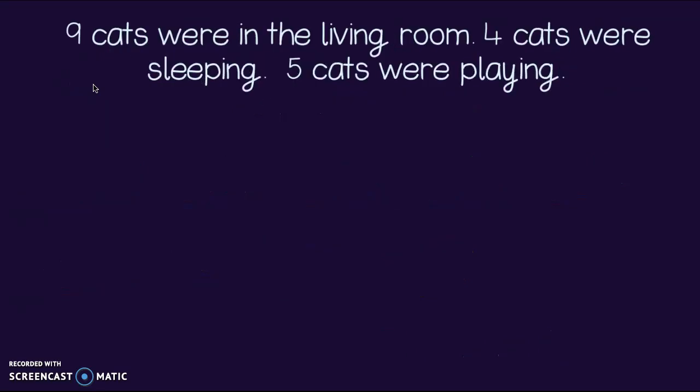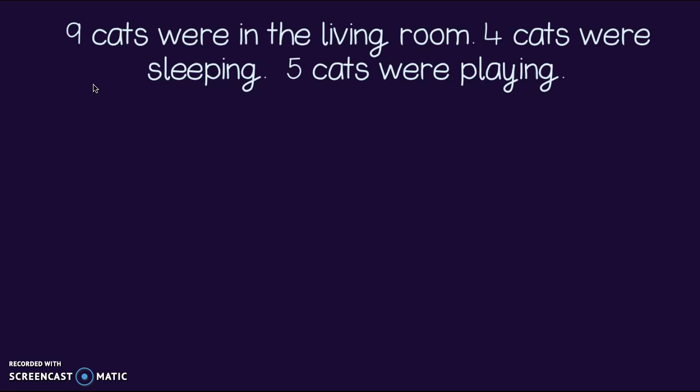All right, so it says 9 cats were in the living room. That's a lot of cats. 4 cats were sleeping, 5 cats were playing. Okay, so I know that there are 9 cats in the living room and 4 of them were sleeping and then 5 were playing. I need to draw that by modeling it with a 5 group. So watch what I'm going to do. I'm going to draw the different parts.